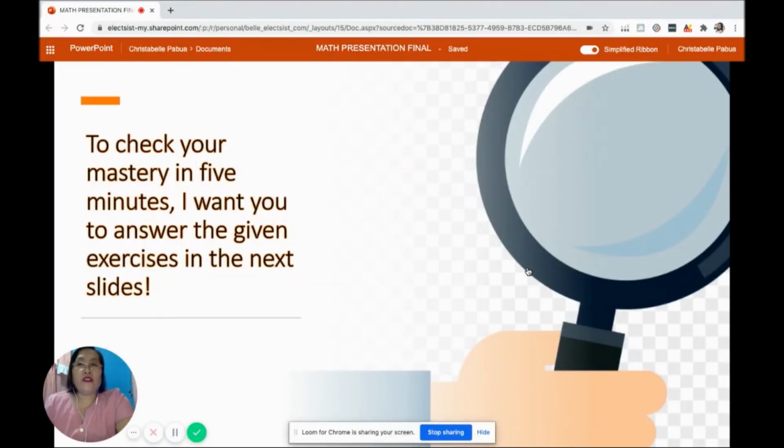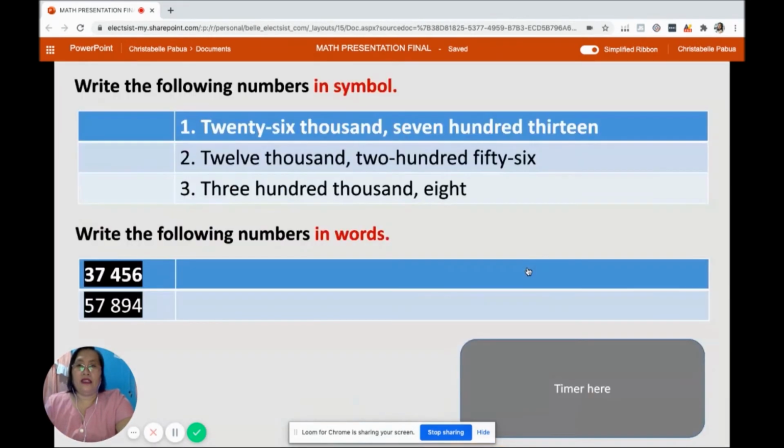To check your mastery, in 5 minutes, I want you to answer the given exercises in the next slides. Write the following numbers in symbol. Number 1, 26,713. Number 2, 12,256. Number 3, 300,008. Next, write the following numbers in words. 37,456 and 57,894. You are only given 5 minutes for this task. Your timer starts now.